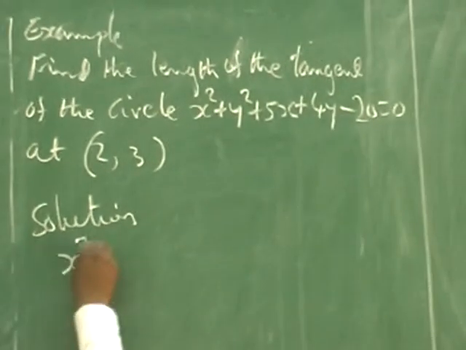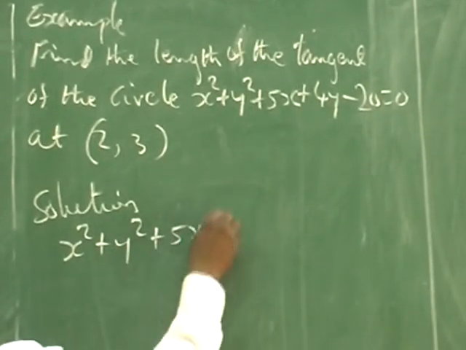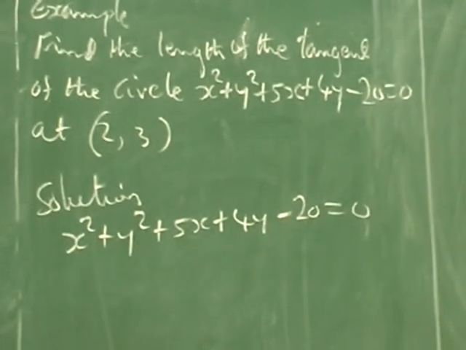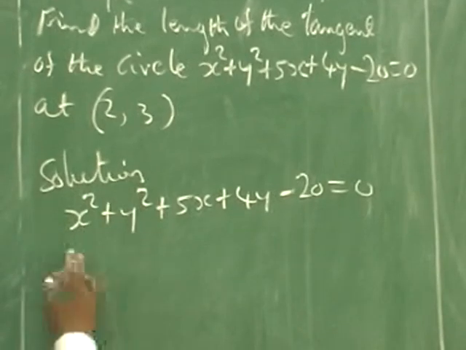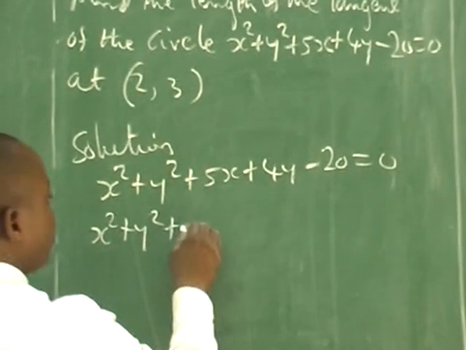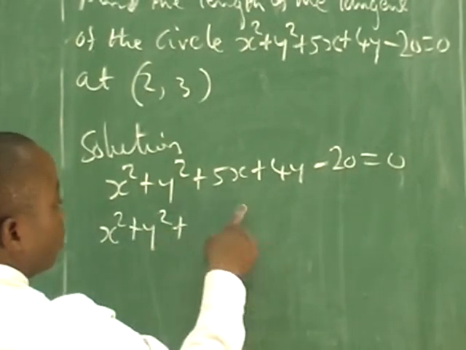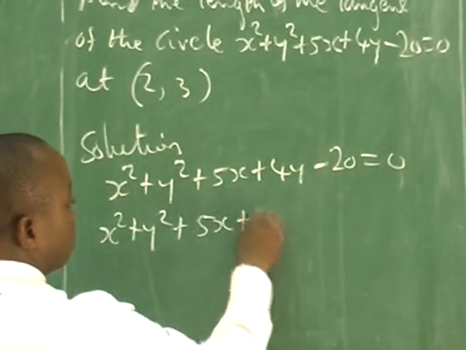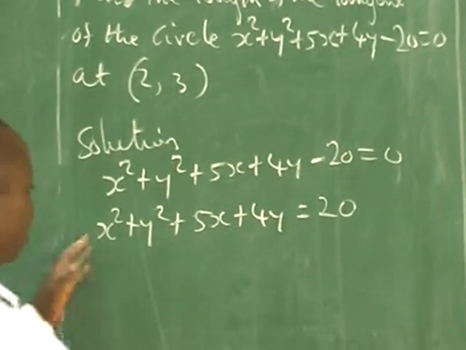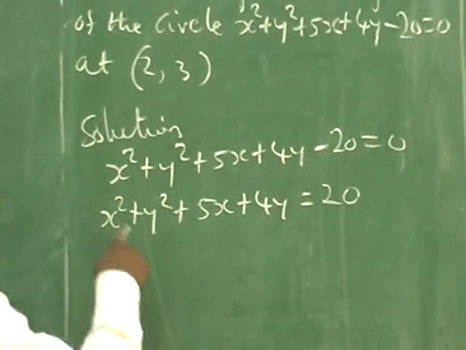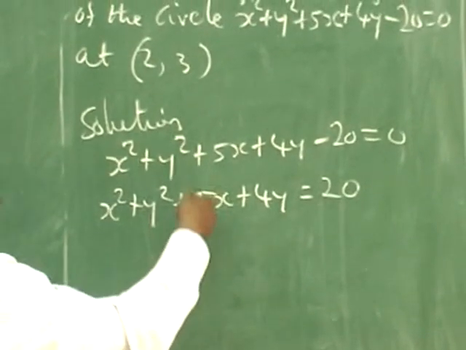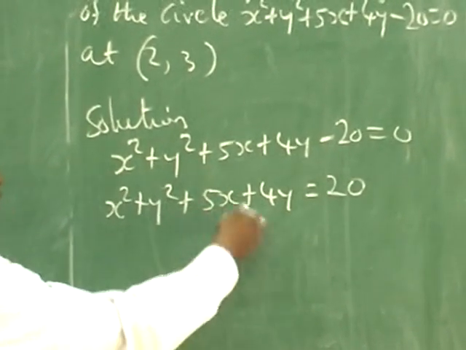So we have x squared plus y squared plus 5x plus 4y minus 20 equals 0. By completing the square, we will have x squared plus y squared plus 5x plus 4y equals, we will take the constant across, 20. And the next one is to divide both sides by the coefficient of x squared. The coefficient of x squared is 1, so it will still remain the same. Now the next thing we are going to do is to take half of the coefficients of x and y and square it.